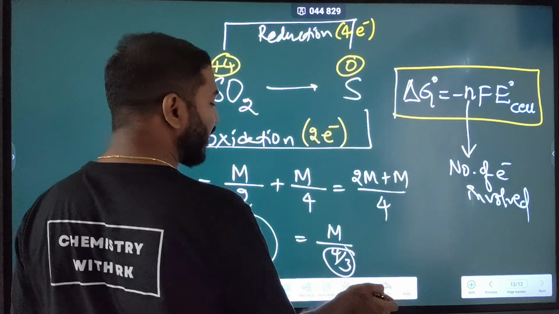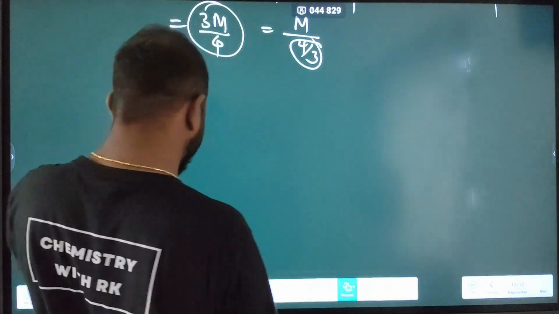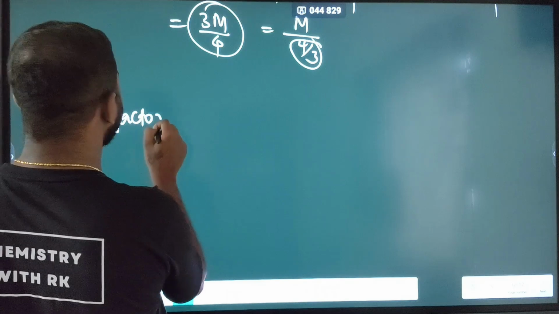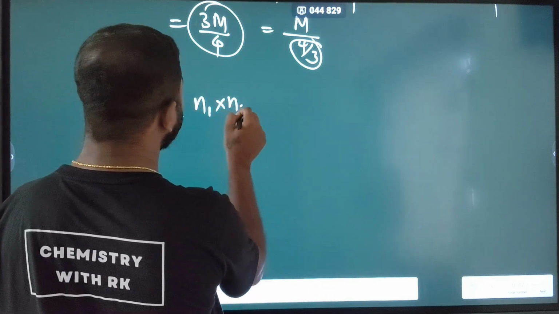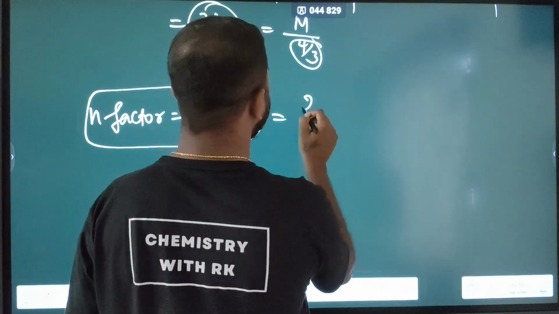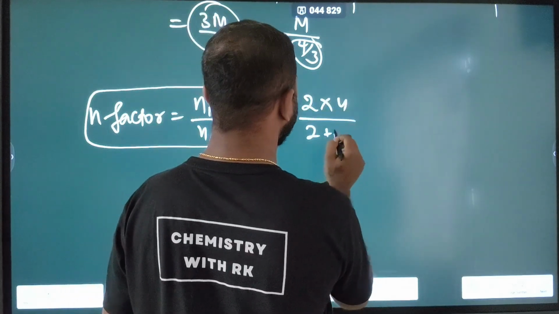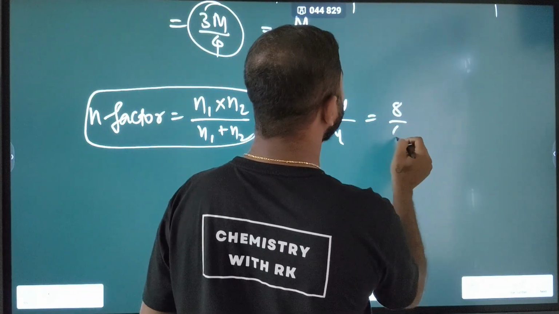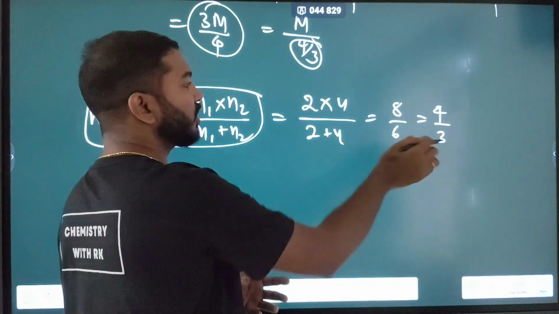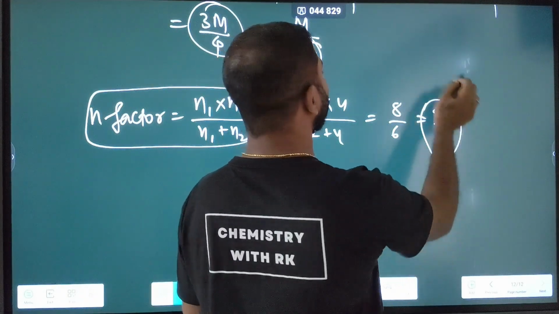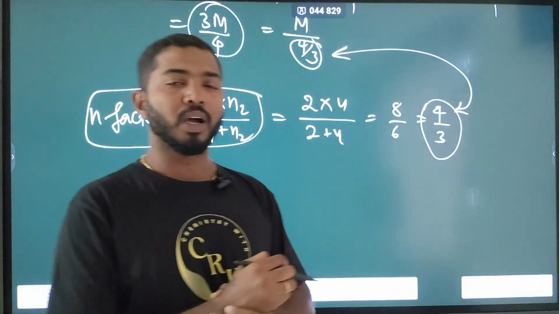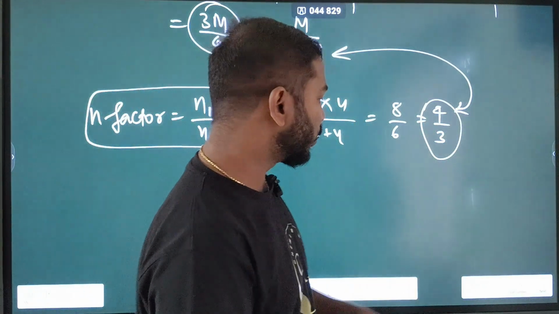You can calculate the same value, 4 by 3, using our same equation, that is n factor is equal to n1 into n2 by n1 plus n2. So you just take 2 into 4 by 2 plus 4, which is 8 by 6, giving 4 by 3. So these two values have to match 100%. This is what you have to do.